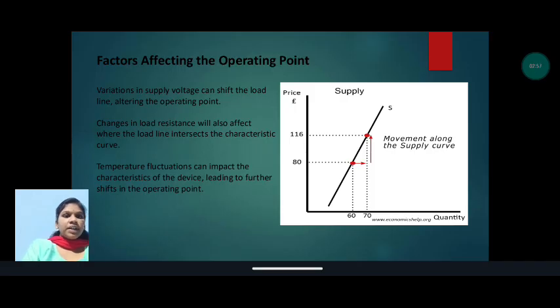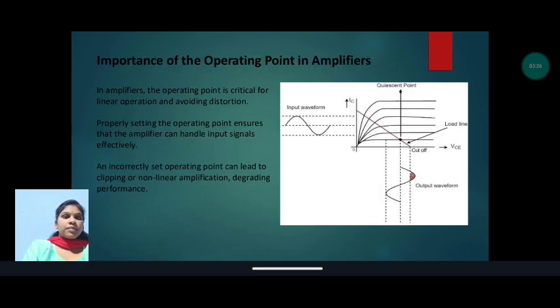Factors affecting the operating point. Variations in supply voltage can shift the load line, altering the operating point. Changes in load resistance will also affect where the load line intersects the characteristic curve. Temperature fluctuations can impact the characteristics of the device, leading to further shifts in the operating point.